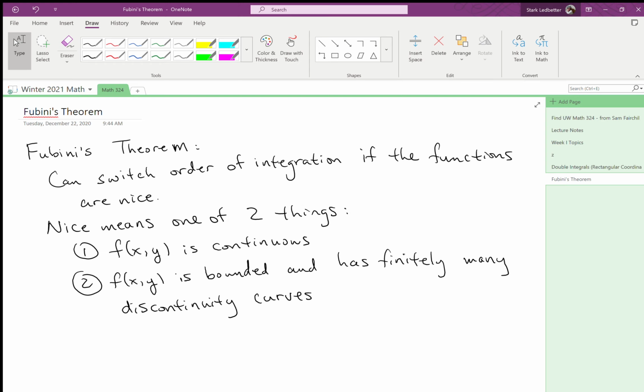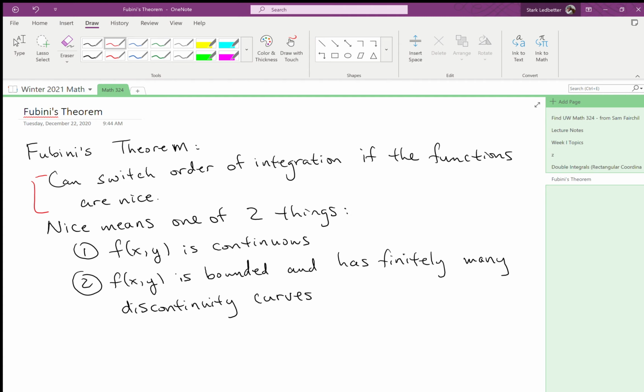So this lecture continues talking about double integrals with rectangular coordinates, and we're talking about switching the order of integration. This is something you saw in Math 126, but it wasn't explained to you in this much detail. In Math 126, all we told you is this top statement: we can switch the order of integration if the functions are nice.